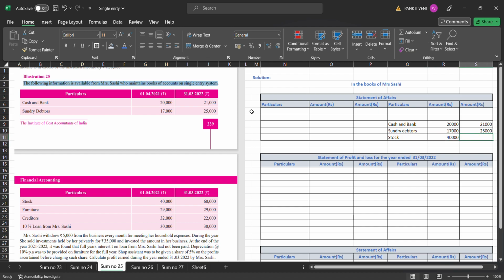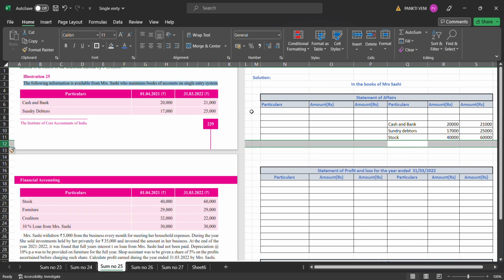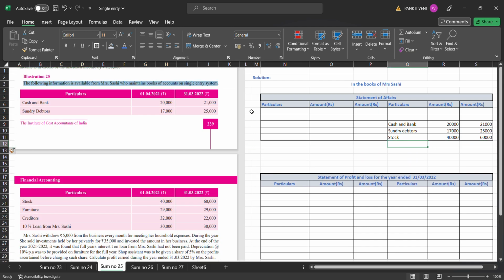Stock, 40,000, 60,000. Then we have furniture, 29,000, 29,000. Then we have creditors. What is creditors? 32,000 and 22,000.